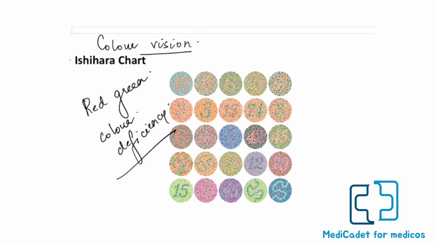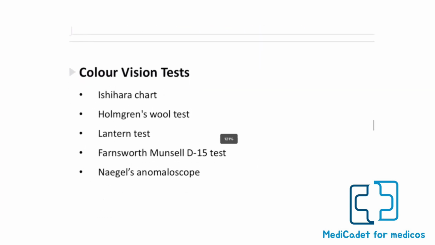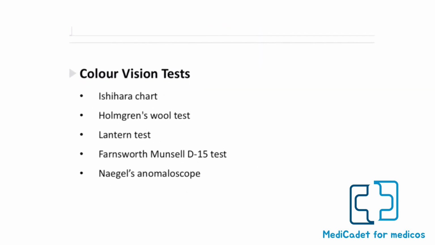Now for the exam, you have to know the names of a few other color vision tests. These are asked; you don't have to go into the details, but I just want you to know the names. These are the other color vision tests available: Holmgren's wool test, lantern test, Farnsworth-Munsell D15 test, Nagel's anomaloscope. This is important because Ishihara is telling you only red-green color deficiency. So if we have to identify others, then these tests are more useful in that regard, because Ishihara is a screening tool that helps you identify red-green, but for others we have to learn the names of these: Holmgren's wool test, lantern test, Farnsworth-Munsell D15 and Nagel's anomaloscope.